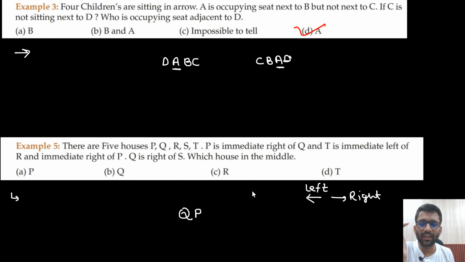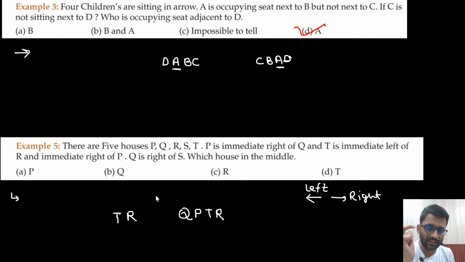And T is immediate left of R. This is left of R. T is immediate left of R and immediate right of P. Right of P is T. And here there is R. Q is right of S.